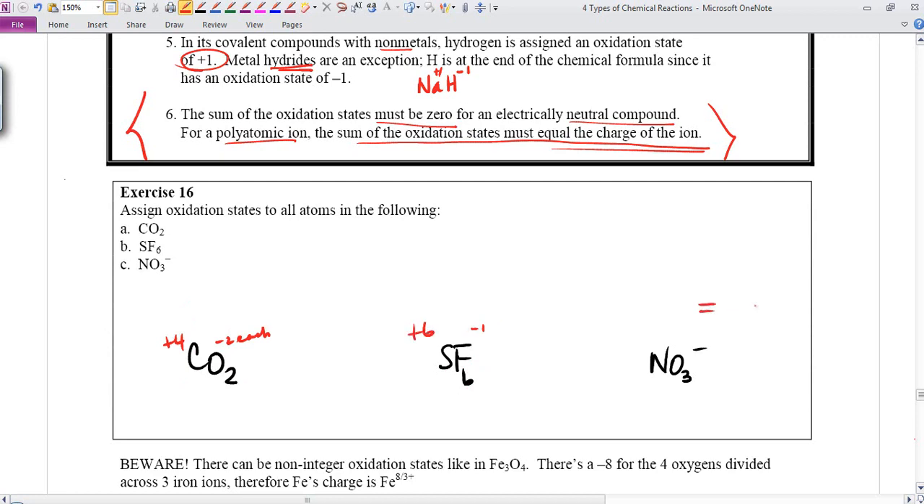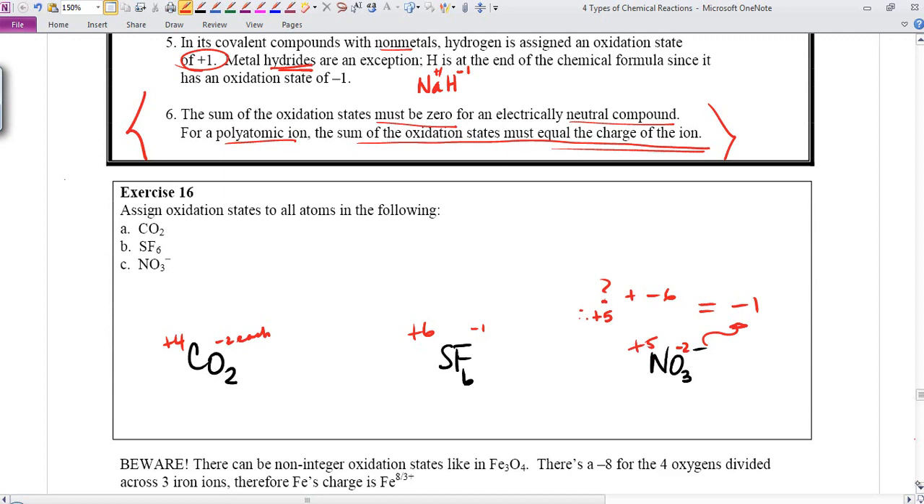Now this one's a little more fun because instead of them just canceling out so that their sum is equal to 0, now we have to contemplate the fact that the sum has to be the charge, so it's got to be a -1. So we still know that all 3 of those oxygens are -2, so that's a -6 so far. So what do I add to that -6 to get a -1 for the total? Not a trick question. +5. Are you smarter than a 5th grader, Jeff Foxworthy math? So that nitrogen then is a +5. Don't you wish all of chemistry was this easy?